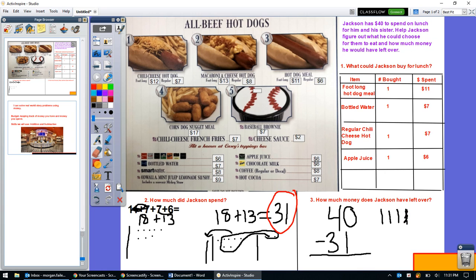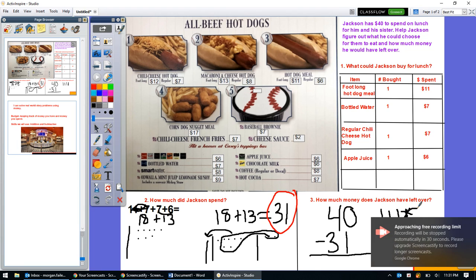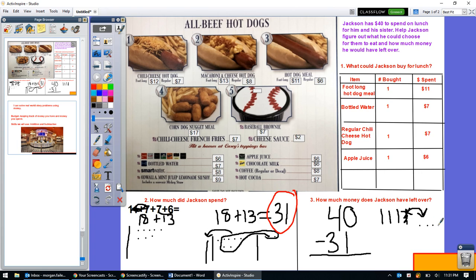I'm going to regroup it, cross that out just like we do, and switch this over to 1, 2, 3, 4, 5, 6, 7, 8, 9, 10 ones. Now I can easily take away 1 one and 3 tens. And the money that I have left over is 9 ones. So Jackson has $9 left at the end of his trip.